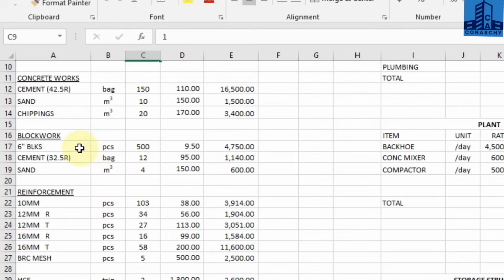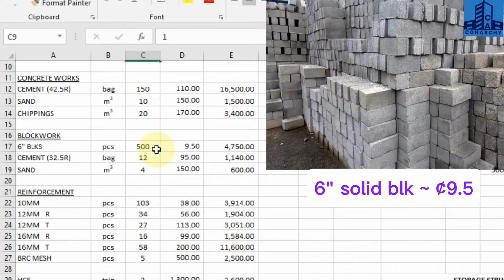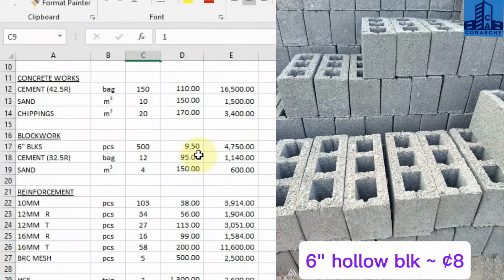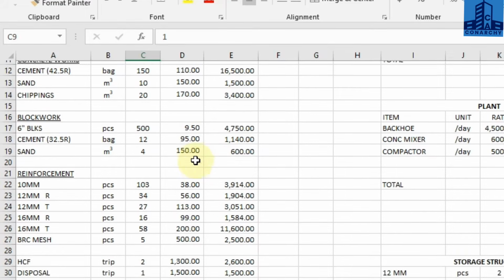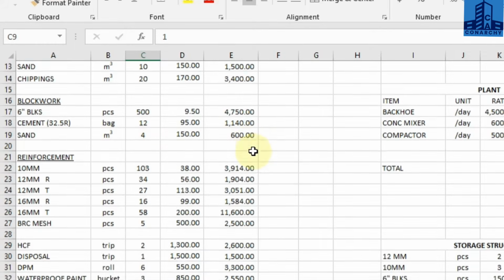We are going to lay 6 inch solid blocks, and we are going to use 500 pieces in the foundation. A 6 inch solid block is costing around 9 cedis 50 pesewas. You multiply to get your amount. For cement, you'll be using the 32.5 grade for block laying, and you'll be needing 12 cement bags. So you just multiply by 95. I told you earlier that 32.5 grade is less expensive compared to the 42.5 grade. And for the sand for the block laying, you are going to need 4 cubic meters. So 4 times 150 gives the amount of sand I'll be needing.